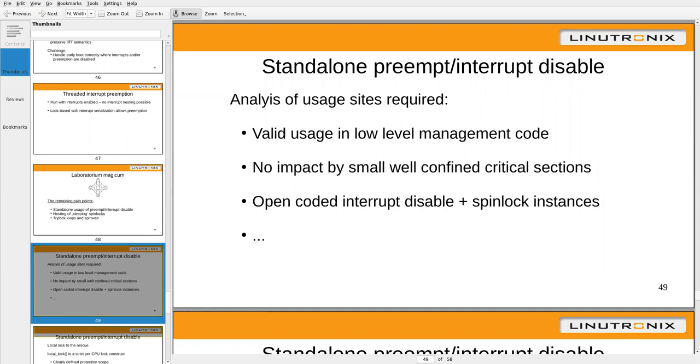We have open-coded interrupt disable and spin lock instances where people will try to be smart. Those can be converted into regular spin_lock_irqsave and spin_unlock_irqrestore, or spin_lock_irq and spin_unlock_irq code constructs. That's usually not problematic, but there are a couple of things where we really have to think about what to do about standalone preempt or interrupt disable regions.